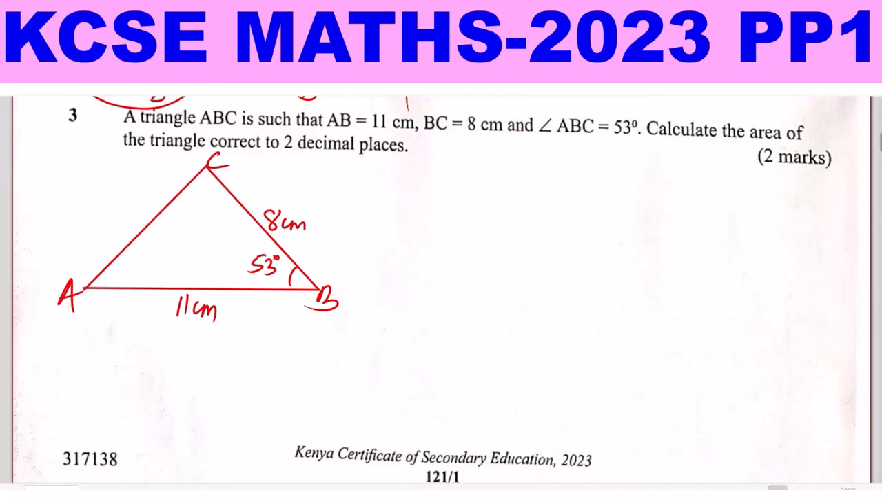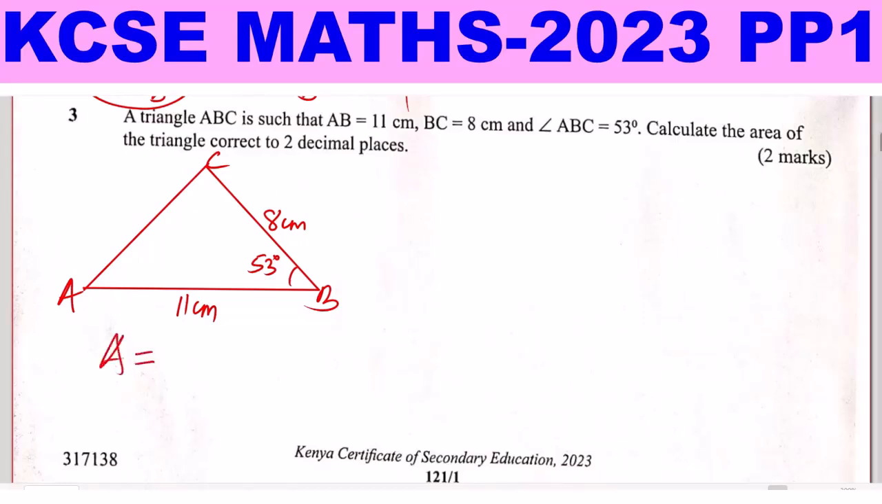Just look at the measurements that you're given, and you notice you are given 2 sides and an included angle. So which specific formula are we supposed to use? You can use half base times height. It is not applicable here. You can use Heron's formula. Heron's formula can't be applied here since we do not have all the sides. We remain with this formula for area.